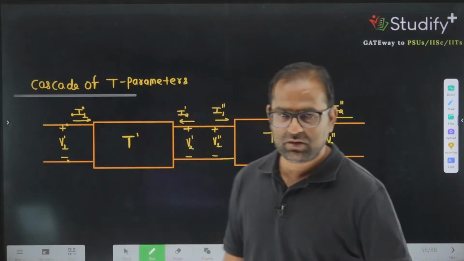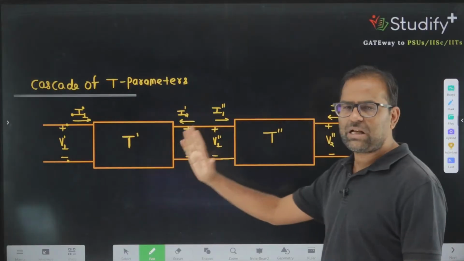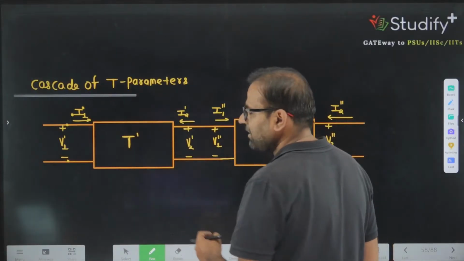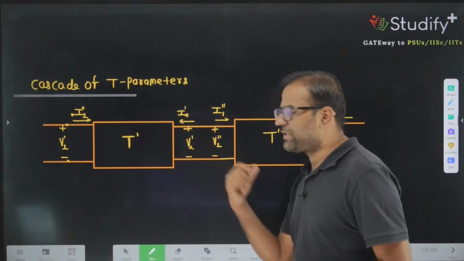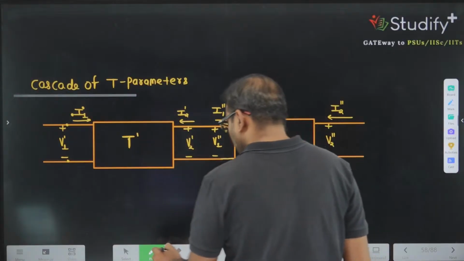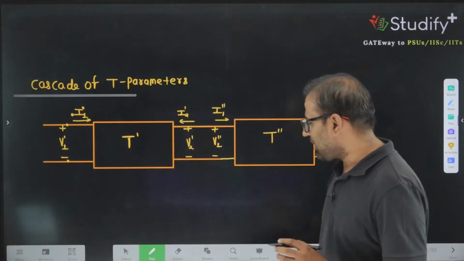So cascading of two-port networks. When you are cascading, suppose you are interested in the equivalent of this complete setup, then the complete setup can be obtained using the multiplication of these two T parameters. So let's talk about this. How can we write from this equation, what can I get?